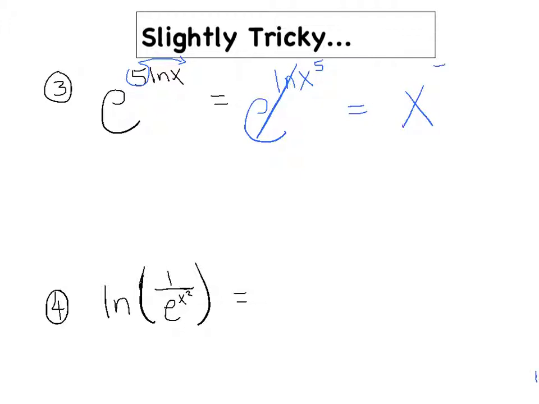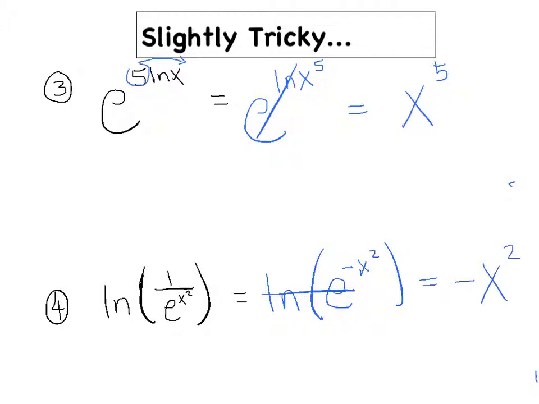All right. So number 4, again, the natural log and the e are not in direct contact with each other. The problem is we have this 1 in the numerator of a fraction, so we're going to rewrite it so that it's not in the form of a fraction. And we're going to say it's the natural log of simply e to the negative x squared power. Now the natural log is acting directly upon the e, and we can say that they cancel each other out, and our expression is equivalent to negative x squared.